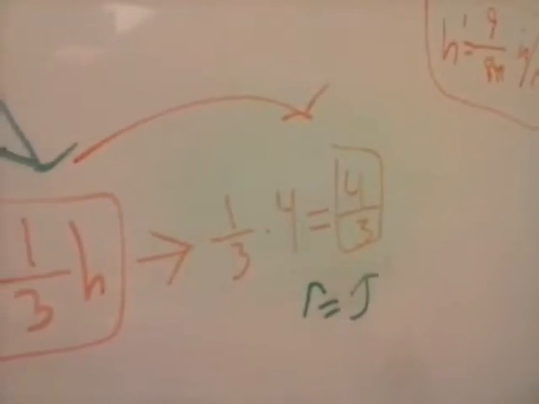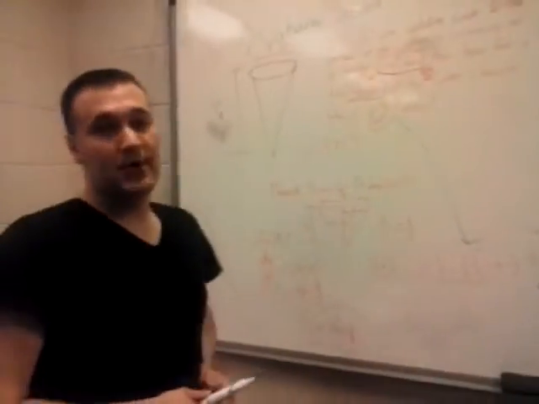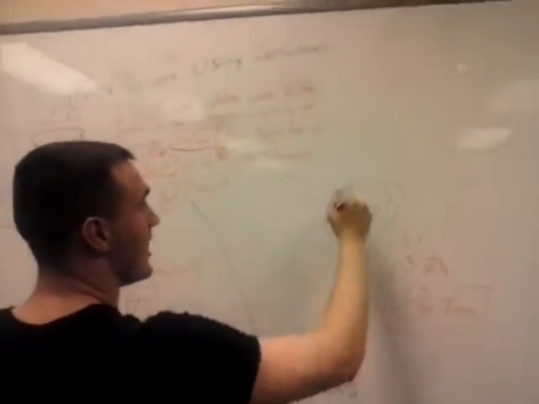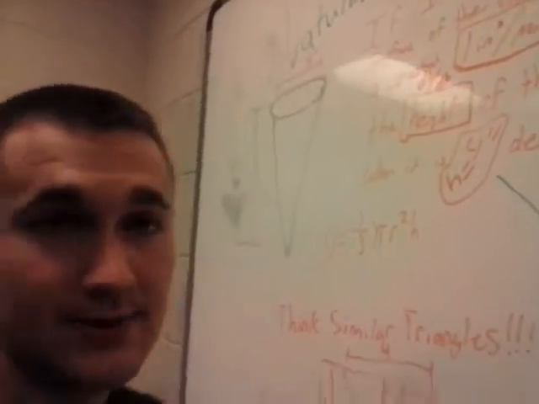So you have your h, you have your r, you have your r prime. Now the question is, what is h prime? That is what this whole question is asking you: what is h prime? What is the height of the water changing when it is that deep?